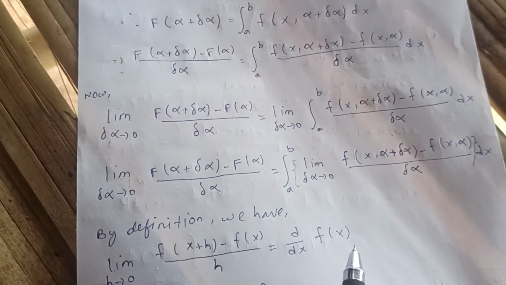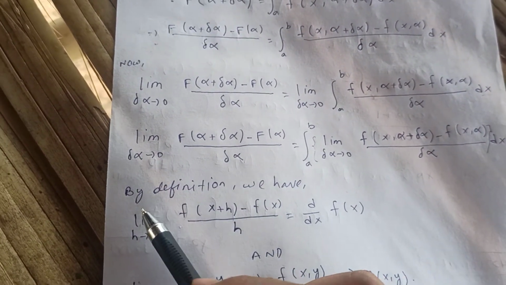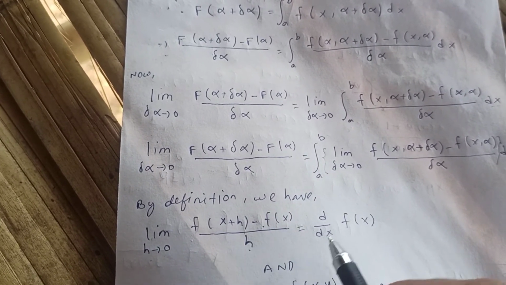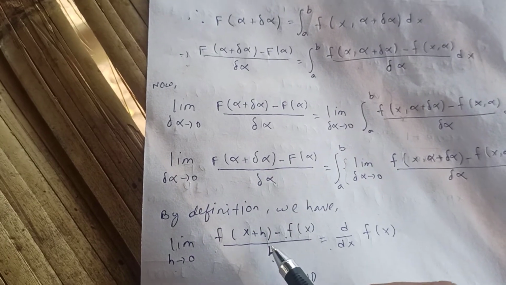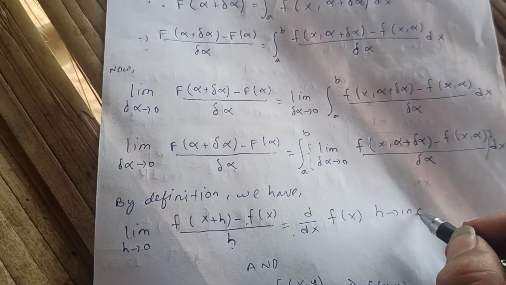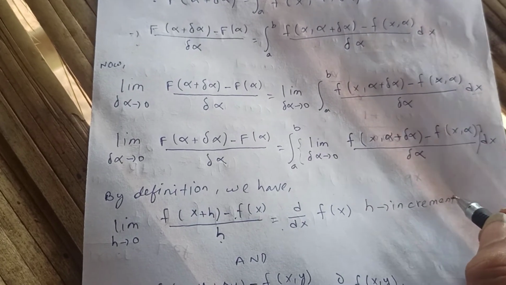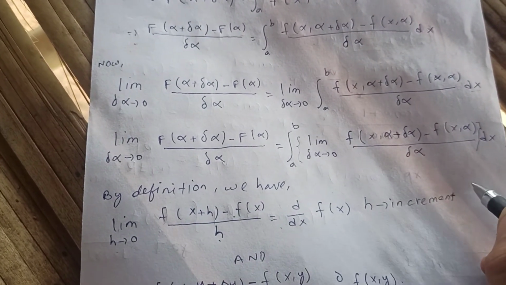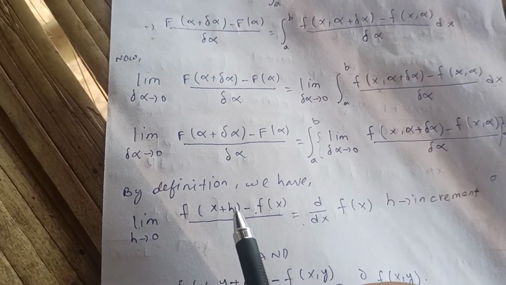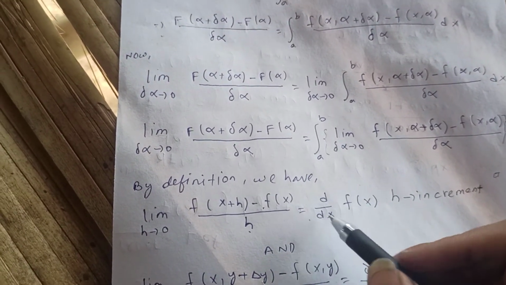Now if you see the definition of the ordinary derivative, you get the limit as h tends to 0 of f of x plus h minus f of x upon h, where h is nothing but the increment. Increment means a small increase, only increasing a small part. This limit is what we call the ordinary derivative, differentiation, so it is d by dx of f of x.